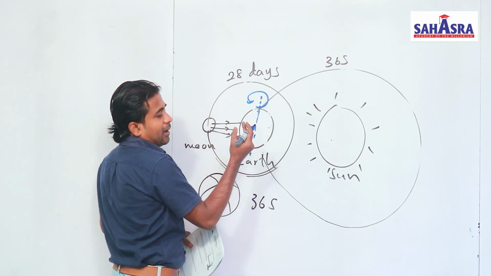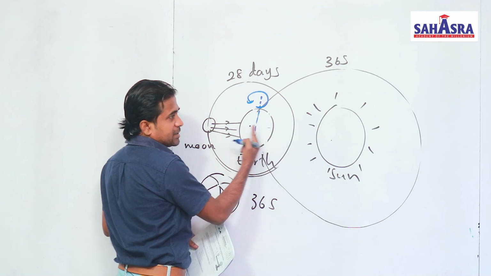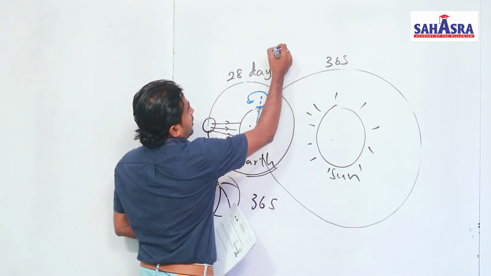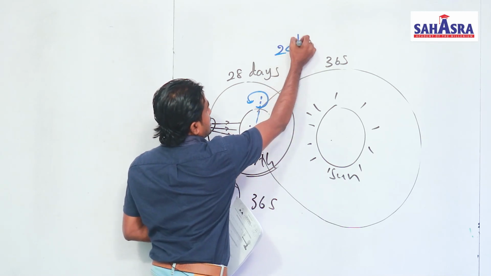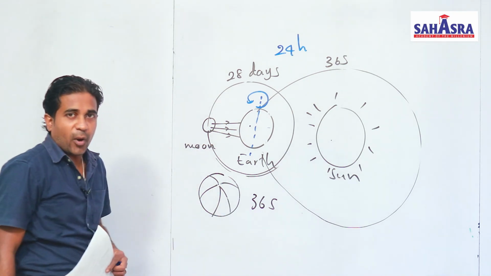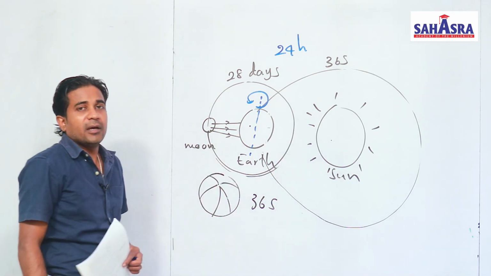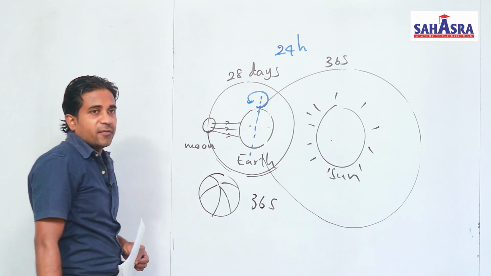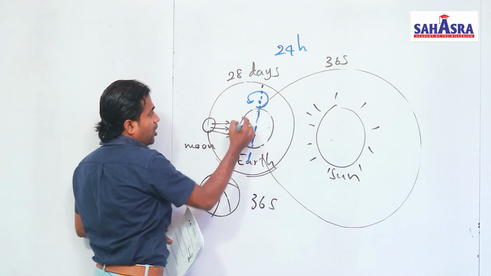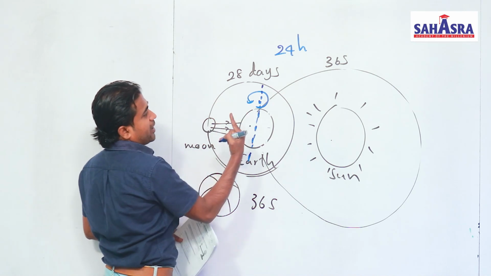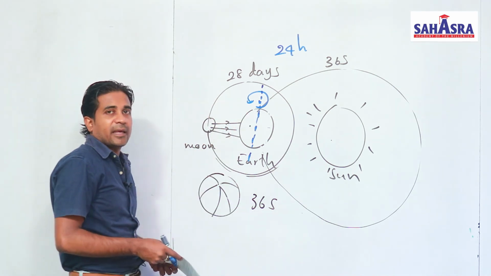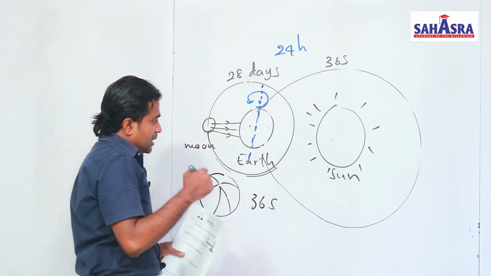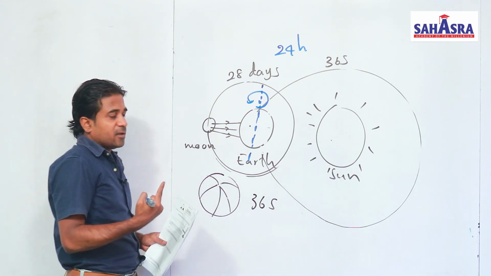Okay. How much time does it take to revolve a complete circle? It's actually 24 hours. It takes 24 hours. That's what you call a day. The time taken to revolve around itself, its own axis, the earth revolves around its own axis. The time taken to complete one turn around itself is what we call a day. In hours, it is 24 hours.